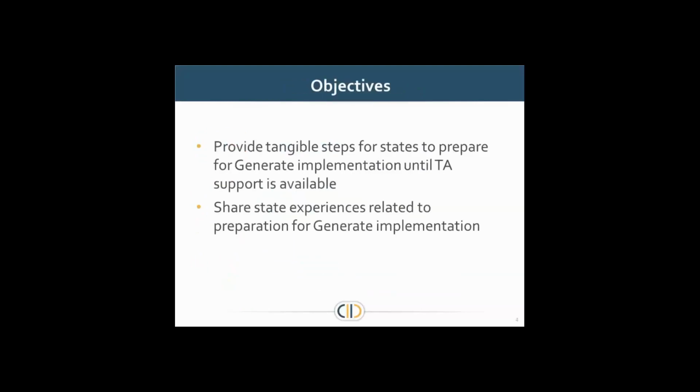So our objectives for today's webinar: one of the things this summer when we were at the OSEP Leadership Conference and when we were at Stats DC, we had a number of folks asking us, what are some things that we can do to begin preparing for Generate while we're waiting for CIID TA to be available, or if we're wanting to do it on our own, what sorts of things does that involve? And so our objectives for today are to provide some tangible steps and some tangible things that you can do as a state to begin preparing for Generate implementation until TA support is available. And also we want to share some state experiences with Sandy and Ann here related to the preparation for Generate implementation. So those are our objectives for today.